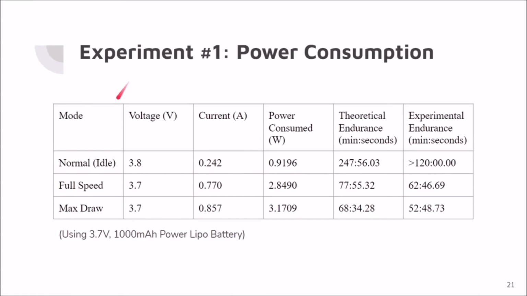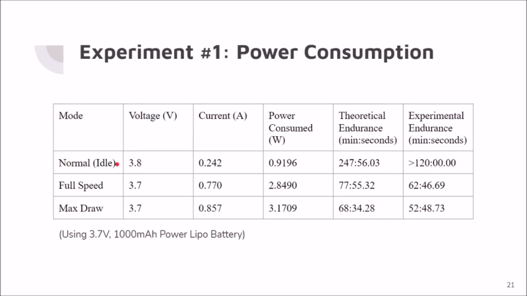Experiment 1, power consumption. In this experiment, we have 3 different modes measuring voltage, current, and power to find the theoretical endurance, and we also measured the actual endurance in the experiment. For these endurances, we want over 60 minutes so we can play a full game of 60 minutes.